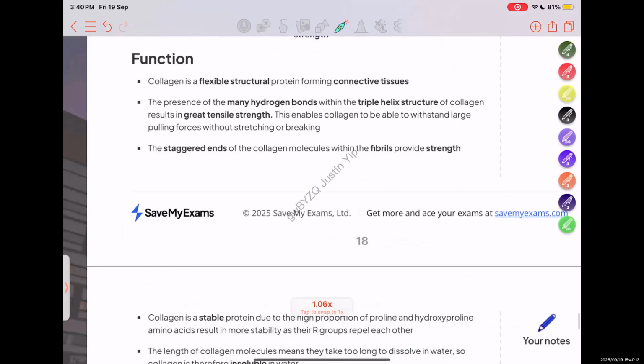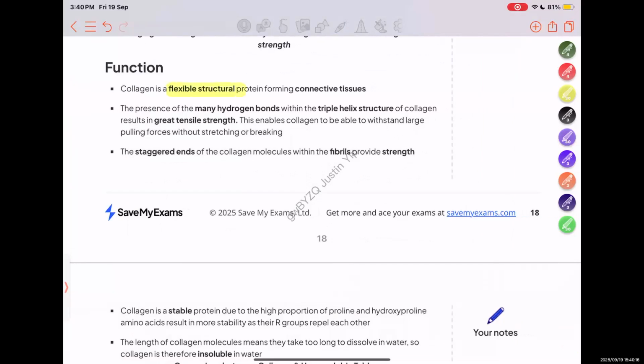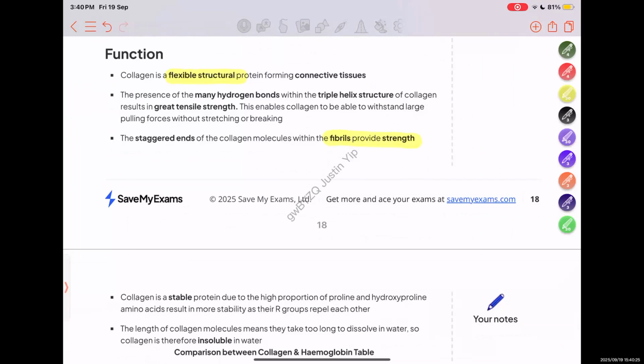The function here, what is important, is that it is actually a flexible structure. Your fibrils will provide strength so that they are actually elastic. The presence of many hydrogen bonds within the triple helix structure provides good tensile strength. Tensile strength means that you can contract and extend, or you can understand it as high elasticity, also can.